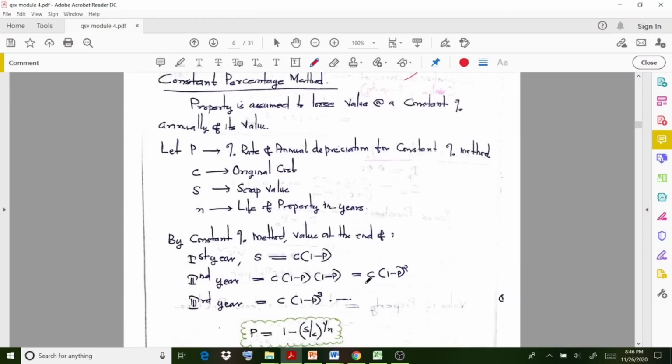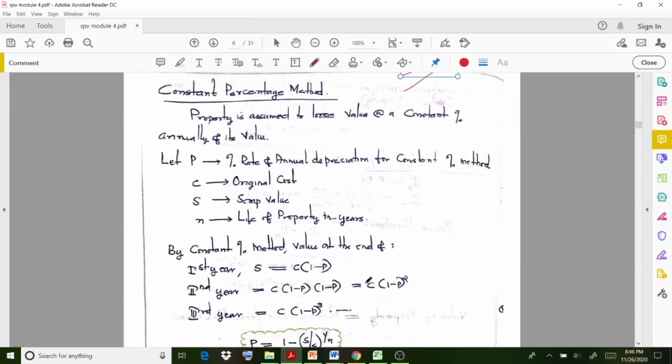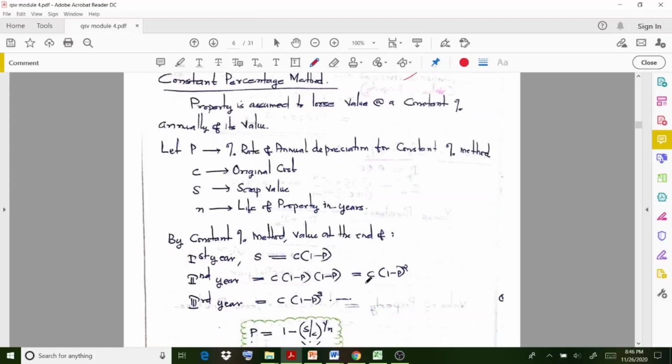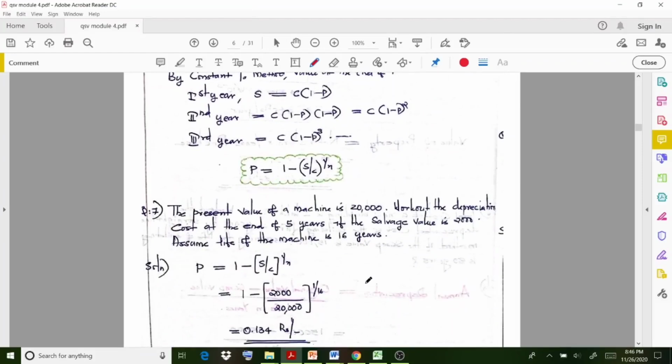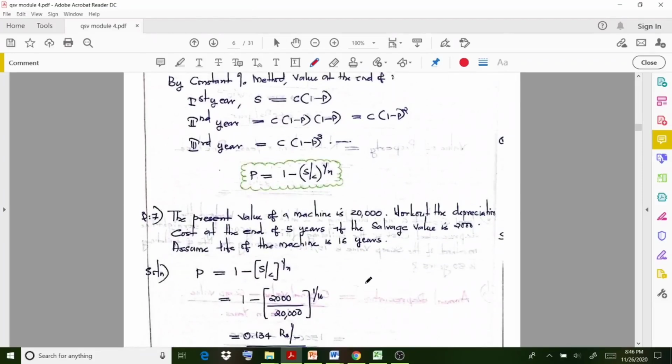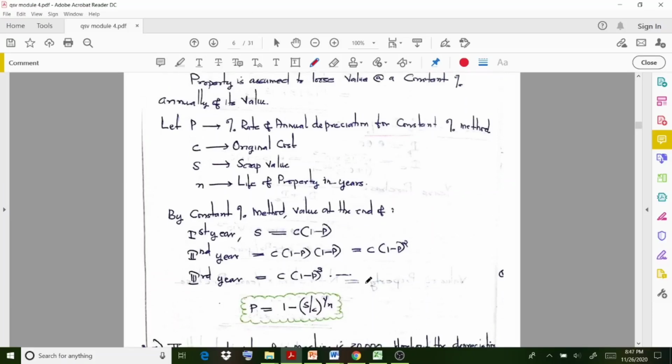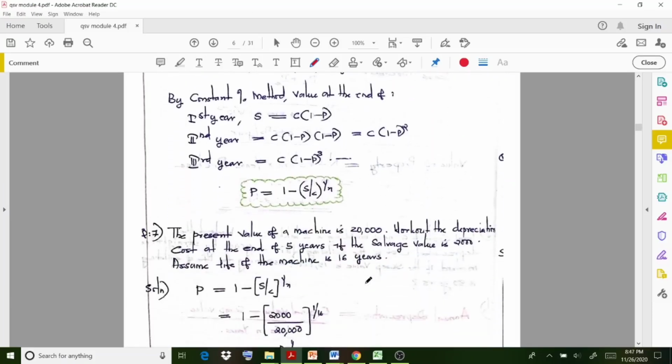Then coming to the next one, that is constant percentage method. We already discussed those terms, and here we will work out another problem related with this one. So in this case, the present value of a machine is 20,000 rupees. Work out the depreciation cost at the end of 5 years. The salvage value is going to be 2,000. Then assume life of the machine is 16 years. So that's the case. മെഷീൻ പ്രസന്റ്‌ലി ഉള്ള വാല്യൂ എന്ന് പറയുന്നത് 20,000 rupees ആണ്.